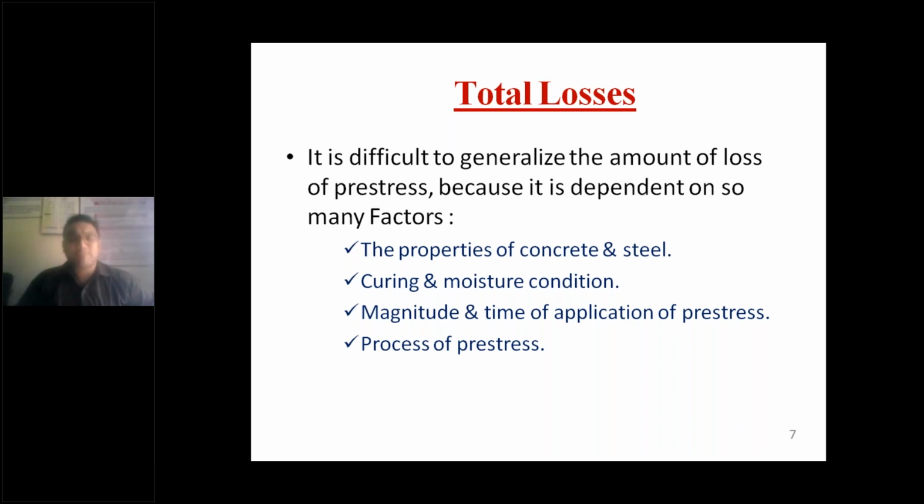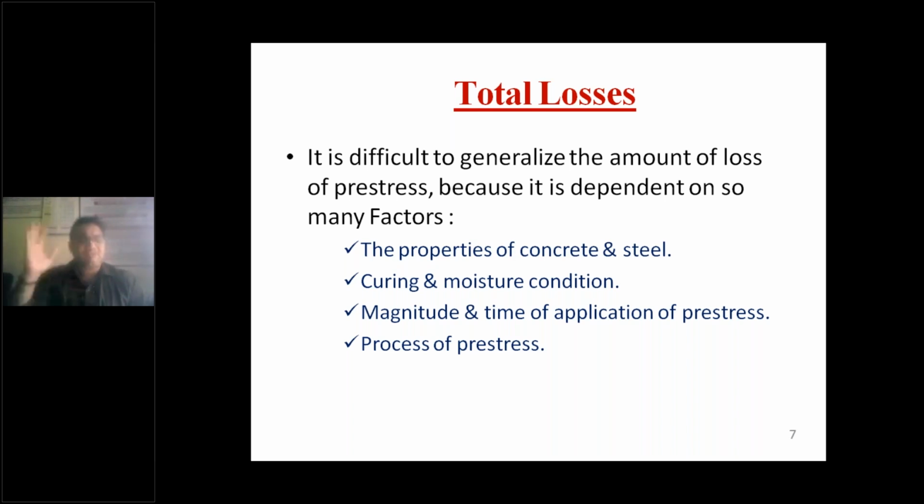And the last one is the process of pre-stress. Which process are you implementing for doing this pre-stressing system? What type of process are you considering? Are you stressing only from one direction? Are you stressing from both directions? What type of methods are you using for pre-stressing, right? What type of jacking systems are you using? All this comes under the process. So the process of pre-stress is also one of the major factors in calculating the total loss. These four are very important.